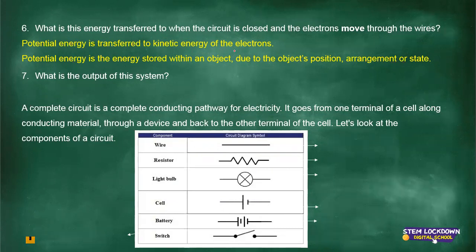Initially, when you have the battery just in your hand, the battery is in a state of potential energy. But when we connect the wires to the battery and we make the circuit, this potential energy is now transferred to kinetic energy. And kinetic energy is moving energy. So the electrons start moving. Okay, so that's a definition for potential energy for you. Potential energy is the energy stored within an object due to the object's position and arrangement or state.